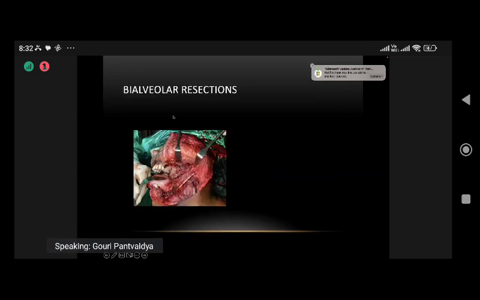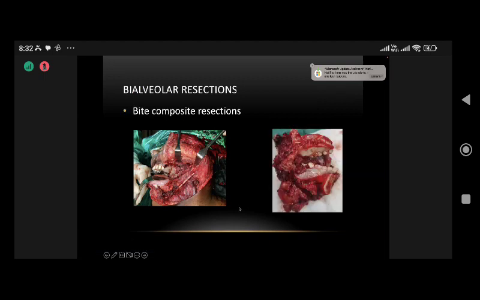We also have what is called a bialveolar resection, which we term a bite composite resection, where you remove both the mandible and the maxilla when they are involved, and it looks like a bite like this. This is the upper alveolus and this is the lower alveolus. So these are sometimes called bite composite resections, but they are actually bialveolar resections.